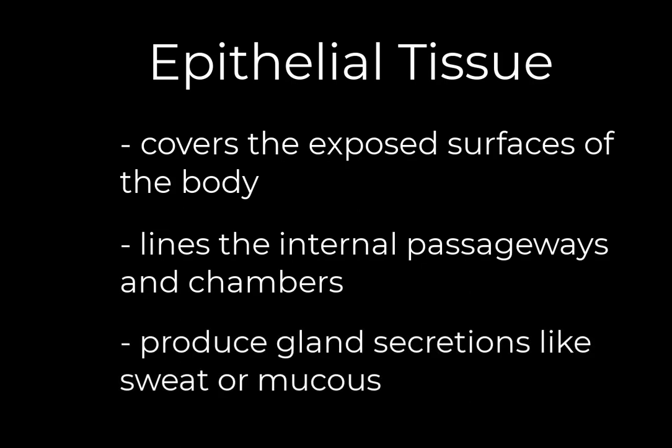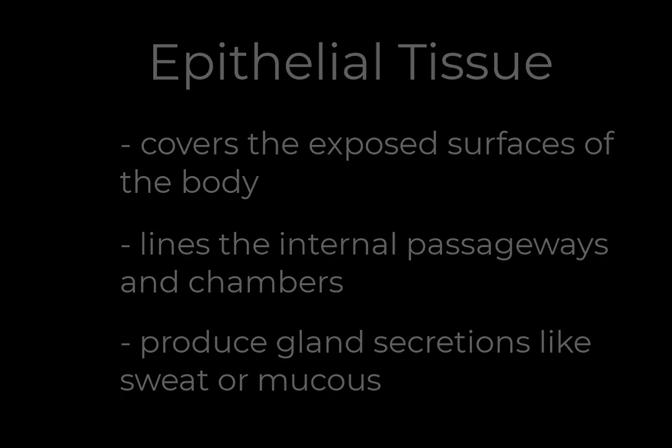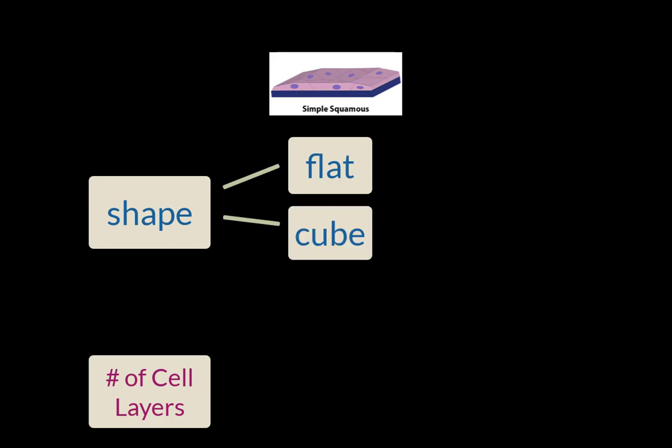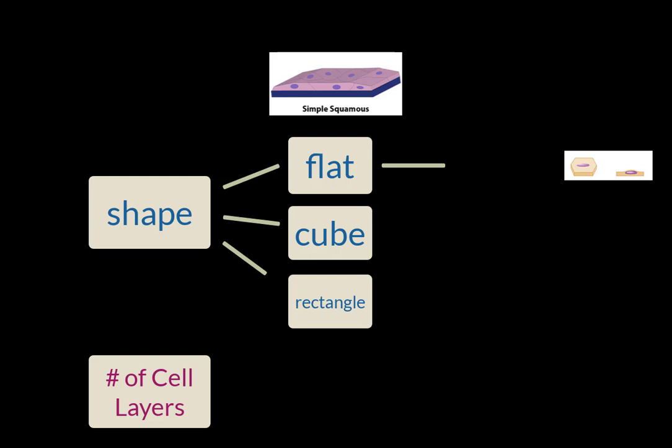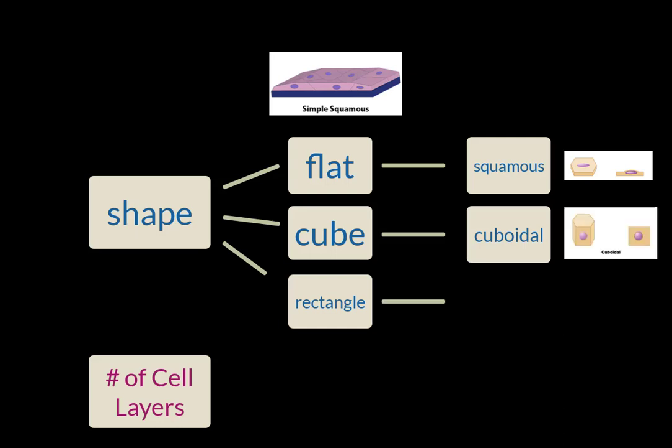Epithelial tissues can be classified according to their shape and the number of cell layers they have. The different shapes of epithelial tissue are flattened, cuboidal, and columns or rectangles. The flattened epithelial cells are called squamous. The cube-shaped epithelial cells are called cuboidal. And the rectangular-shaped epithelial cells are called columnar.